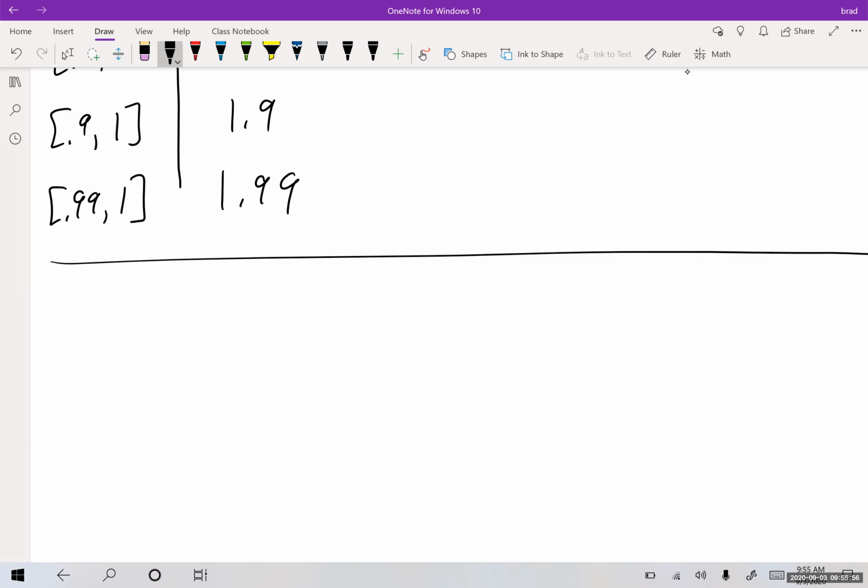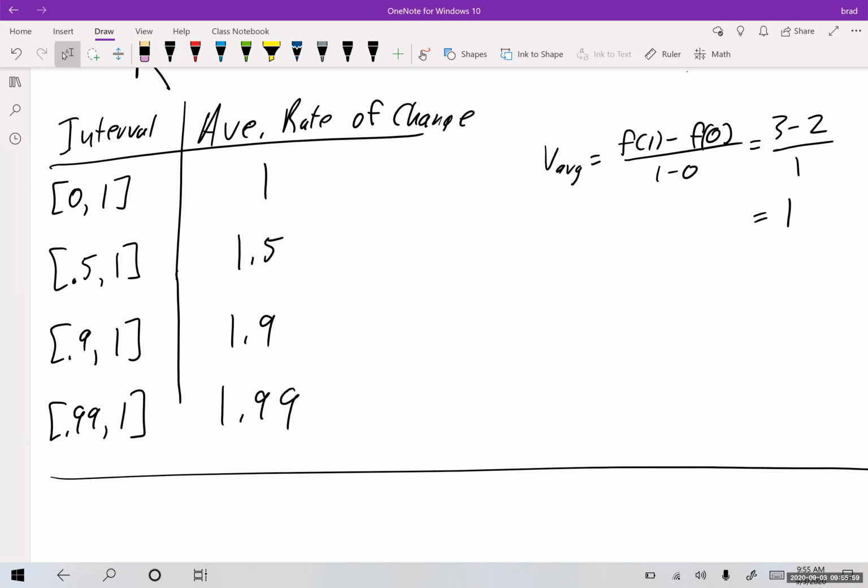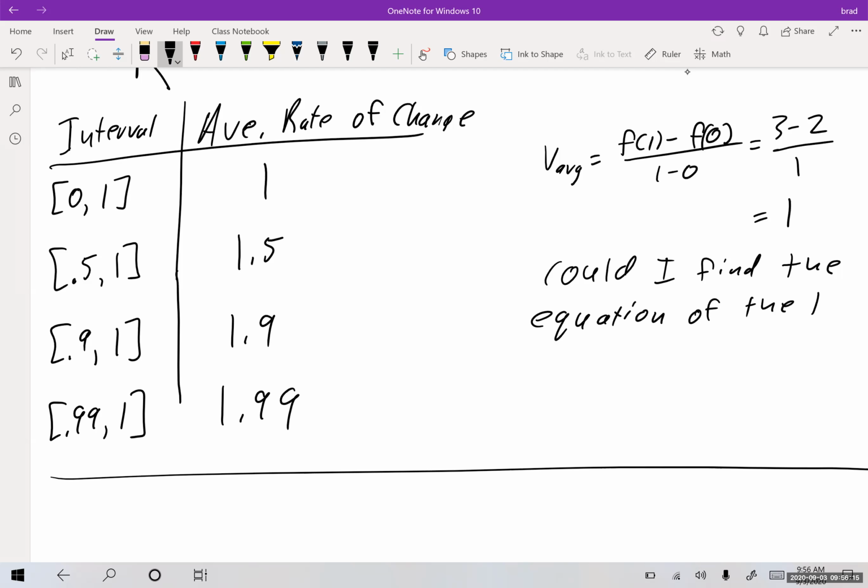Oh, and if we wanted, could I find the equation of the tangent line? Well, what do you guys need to find the equation of a line? Don't you need a point and a slope?